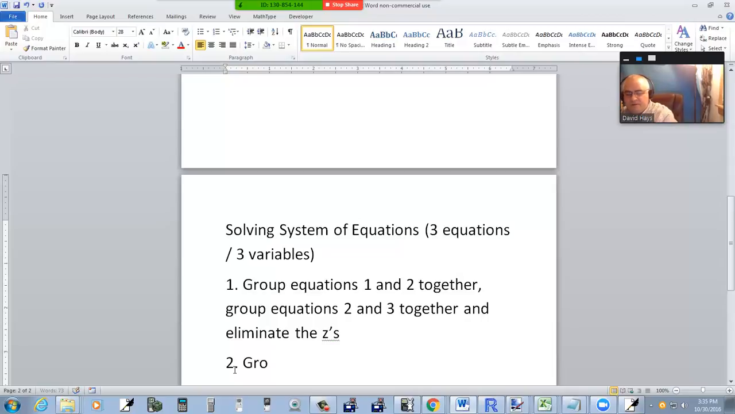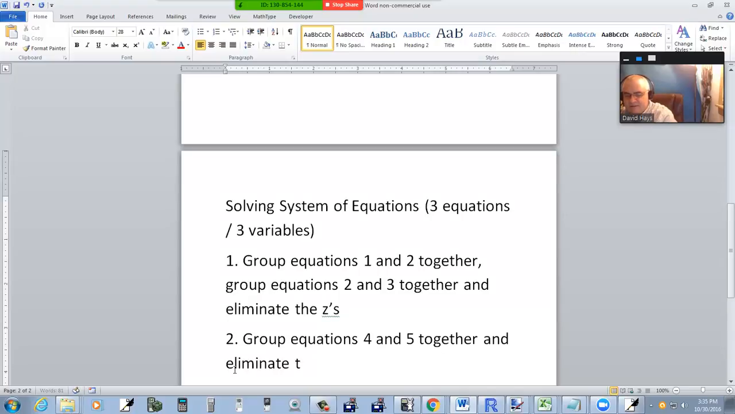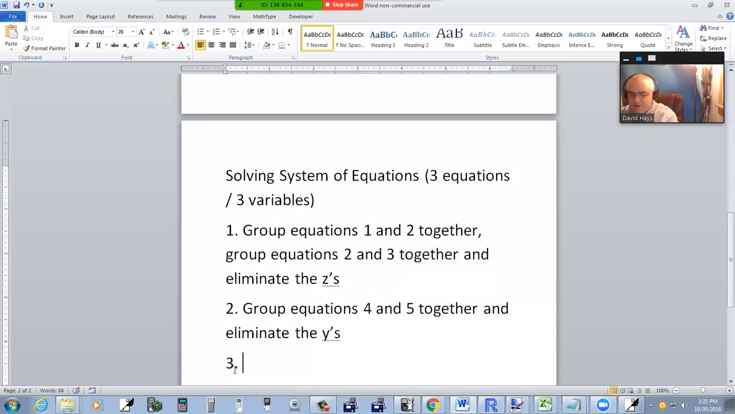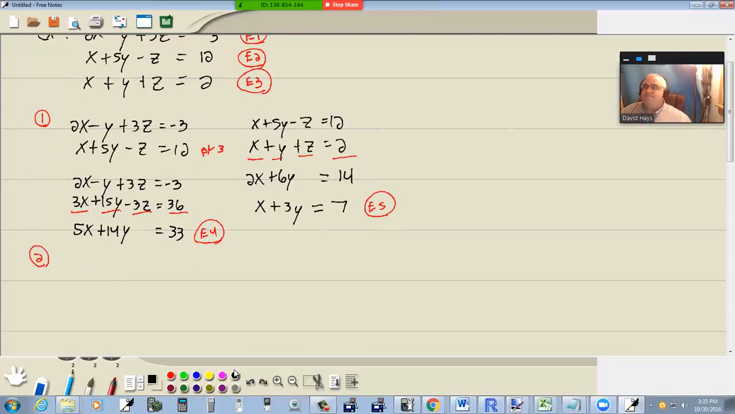Step 2. Group equations 4 and 5 together and eliminate the y's. So we're going to have 5x plus 14y is equal to 33, and x plus 3y is equal to 7. This problem is a little bit easier if we work at eliminating the x's, but I like to give a step-by-step approach that works 100% of the time, and it's fairly easy to follow.